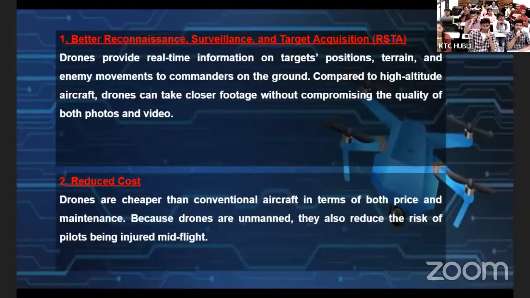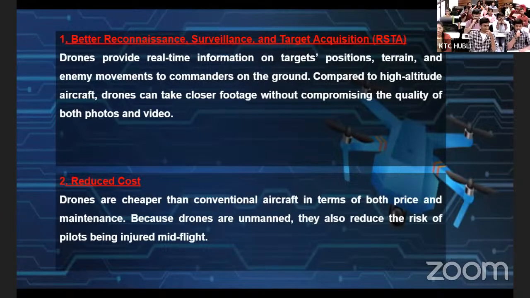The first one is RSTA, which stands for better reconnaissance, surveillance, and target acquisition. Drones provide real-time information on targets, positions, terrain, and enemy movement to commanders on the ground. Compared to high-altitude aircraft, drones can take closer footage without compromising the quality of both photos and videos.